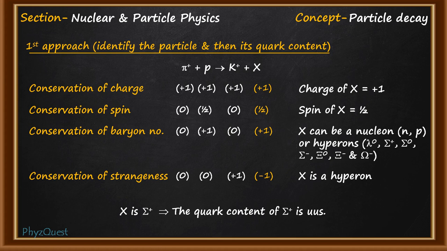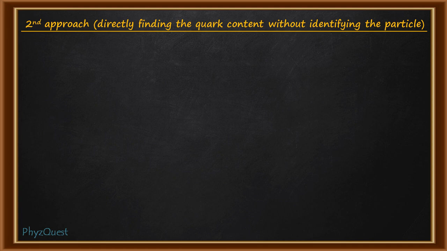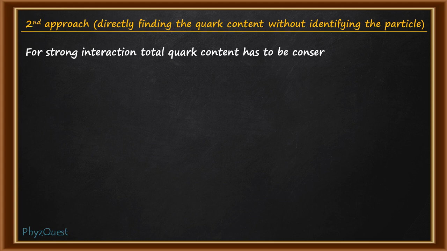Now let's move ahead with the second approach. The second approach is directly getting the quark content without identifying the particle. It can serve as a shortcut method. It is already mentioned that the decay process is a strong interaction, so the total quark content has to be conserved. The total quark content on the left-hand side should be the same as on the right-hand side.